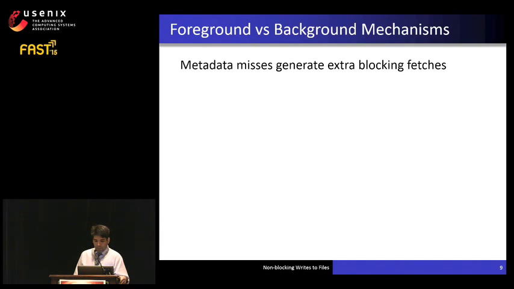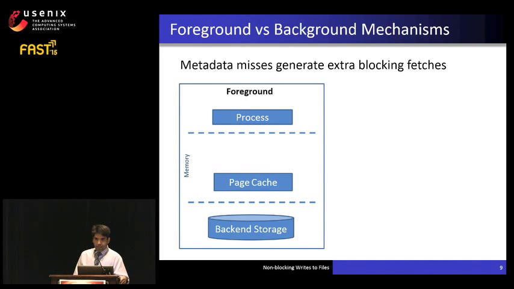So in the foreground case, the idea is that the process requesting the write system call will issue the necessary fetches. And if there are metadata fetches, we'll have to wait until those fetches complete before returning control to the process and issuing the data fetch in the background. So this has the advantage that the system does not need extra entities to carry out the fetch, but has the drawback of extra blocking due to the metadata.